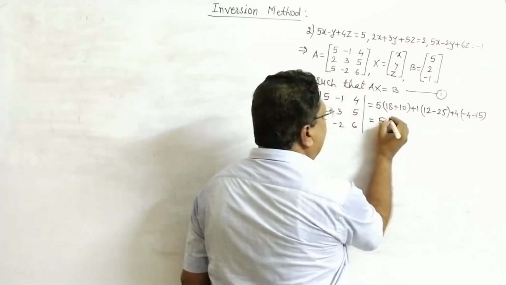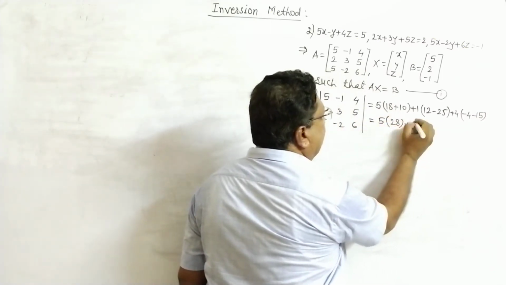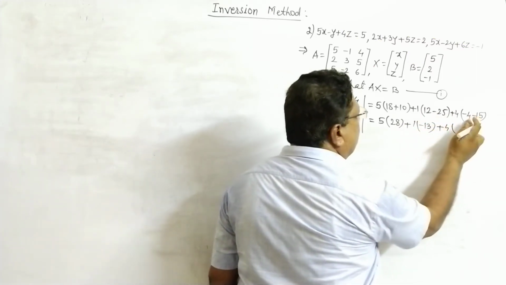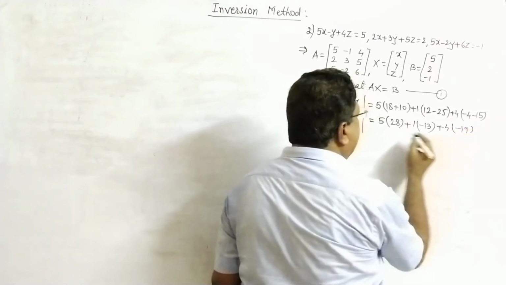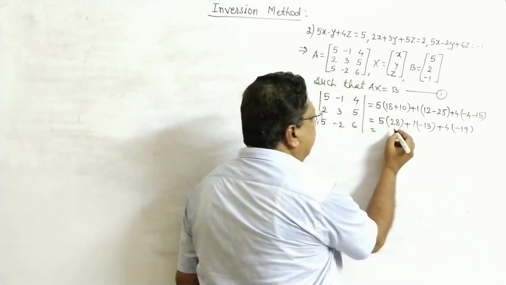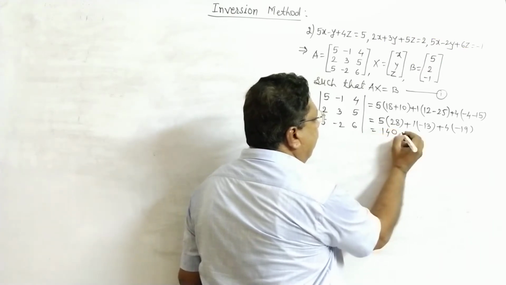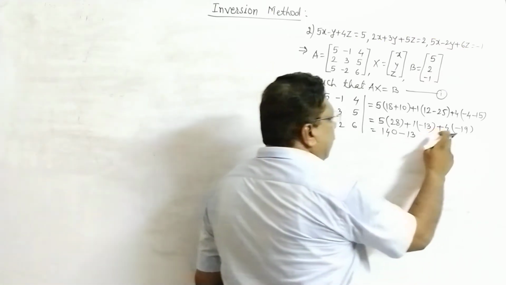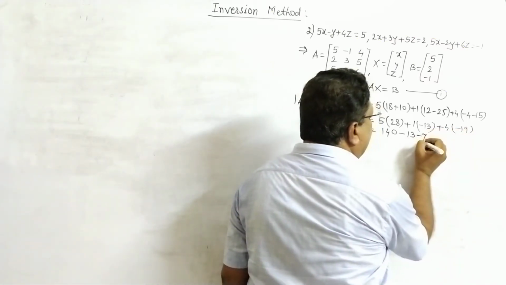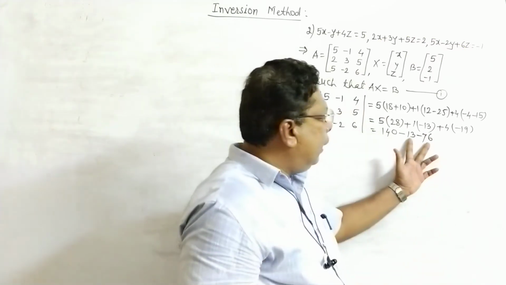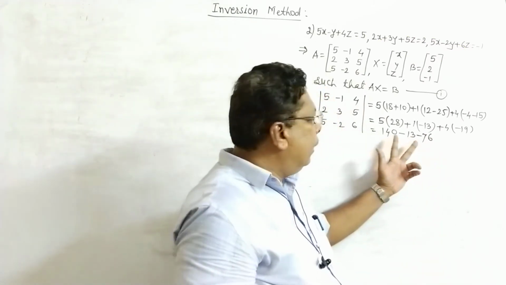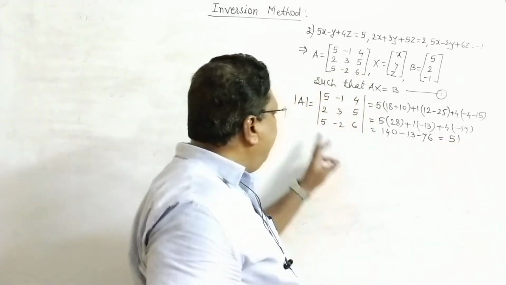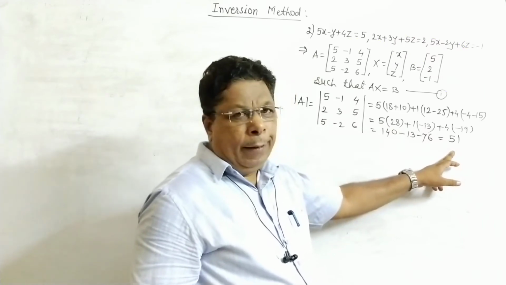So this can be written as 5 into 18 plus 10, 28. Plus 1, 12 minus 25 is minus 13, plus 4, it is minus 19. 28 into 5, 5 8s are 40, so it is 140. 13 1s are 13, so it is minus 13. Plus 4 into minus 19, minus 76. So it will be minus 89. 140 minus 89 is, I think, 51. Okay, value of determinant is 51.